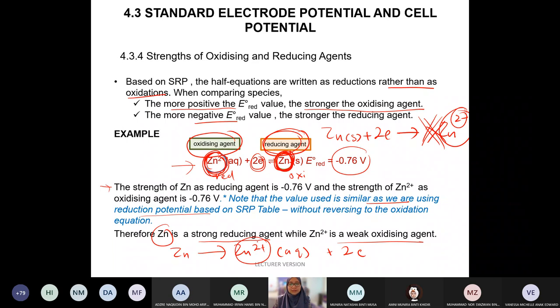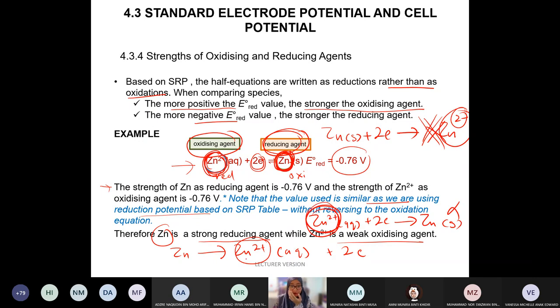To become zinc 2 plus rather than zinc 2 plus accept the electron becoming zinc. So this is not preferable. Not preferable. Maksudnya zinc 2 plus is a very weak oxidizing agent, because it wants to undergo reduction, kan? Very weak oxidizing agent.